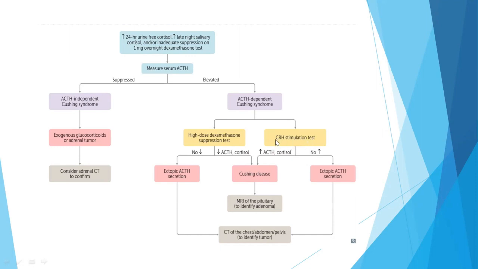If after that test the ACTH is elevated, then you need to think about Cushing disease. If it is not elevated, then you need to think about ectopic ACTH secretion. So in cases of ectopic ACTH secretion, you again need to do a CT of the chest, abdomen, and pelvis to find the source of that ectopic ACTH-secreting tumor.